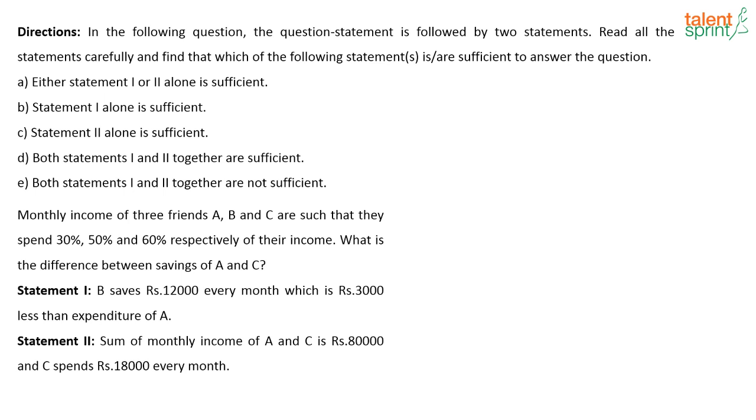Monthly incomes of 3 friends A, B and C are such that they spend 30%, 50% and 60% respectively of their income. What is the difference between savings of A and C?